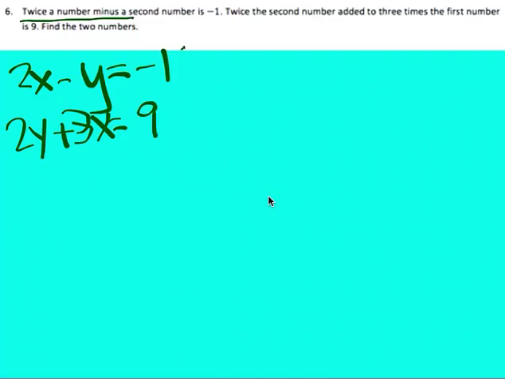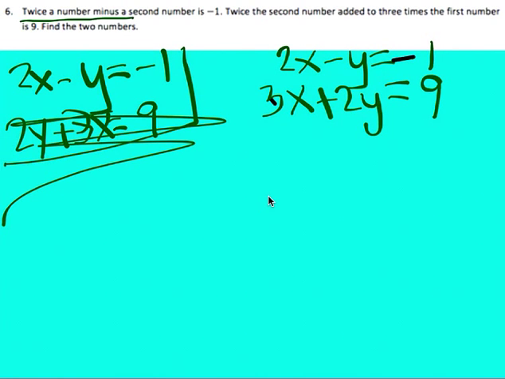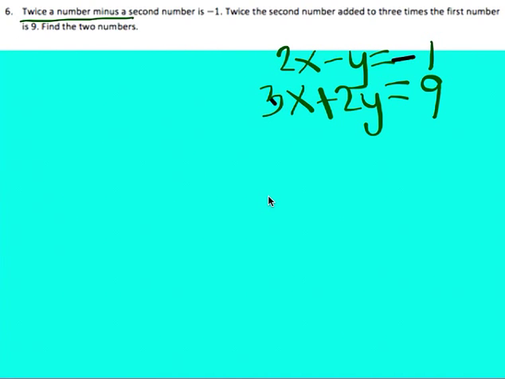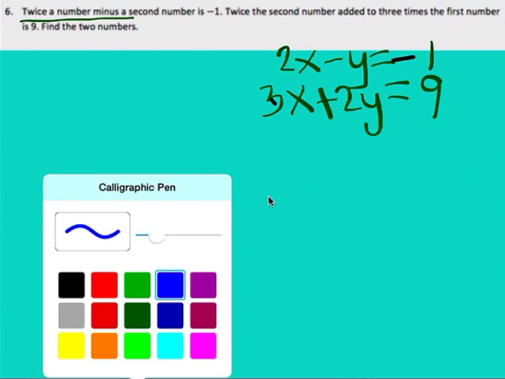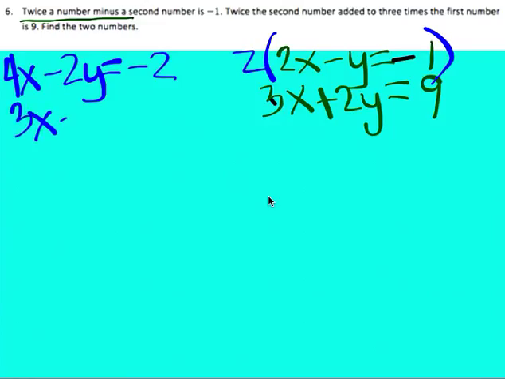So let's just write this out better in standard form. So then I'm going to have 2x minus y is equal to negative 1. And then I'm just going to flip the order around here so that I can have 3x plus 2y is equal to 9. Just so I can look at them in the same spot, okay? So then what I see is that I have a negative y and then a 2y on the bottom. So I'm going to take this top and multiply it by 2. So then I have 4x minus 2y is equal to a negative 2. And then 3x plus 2y is equal to 9.